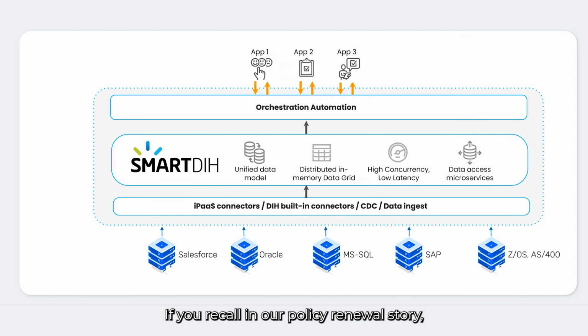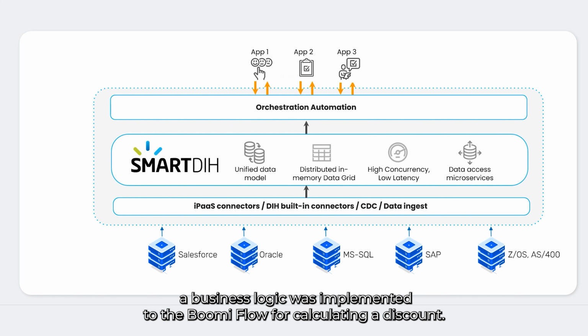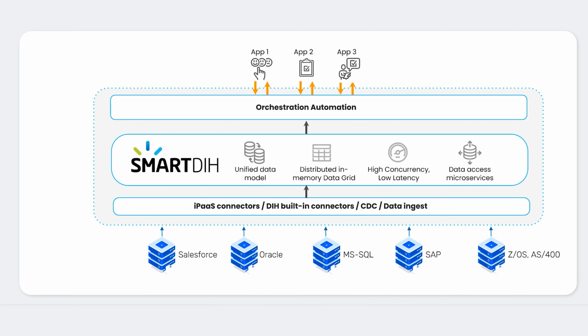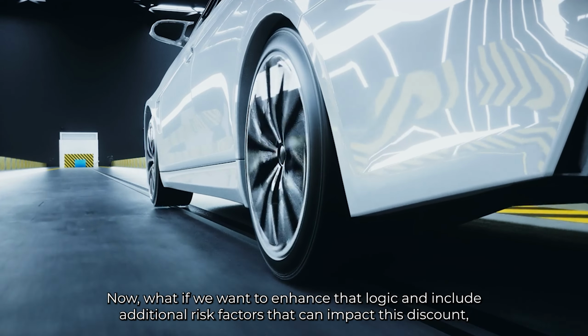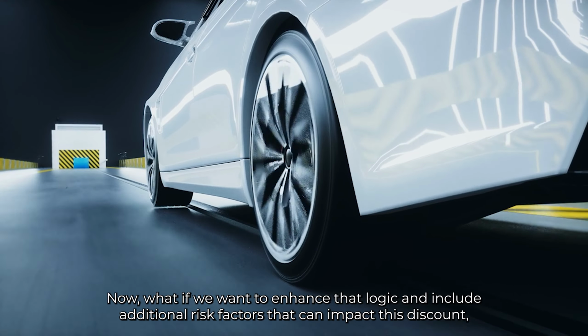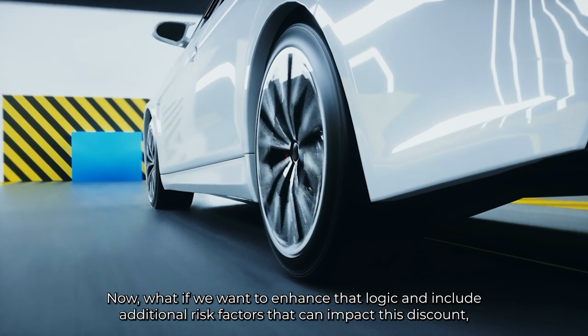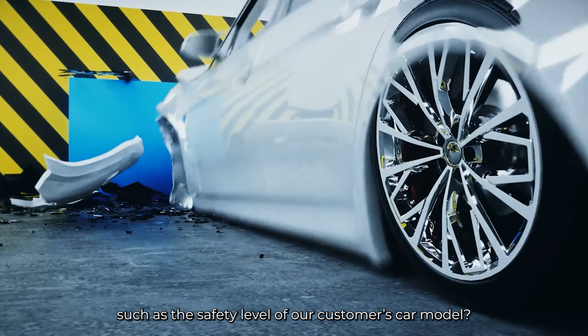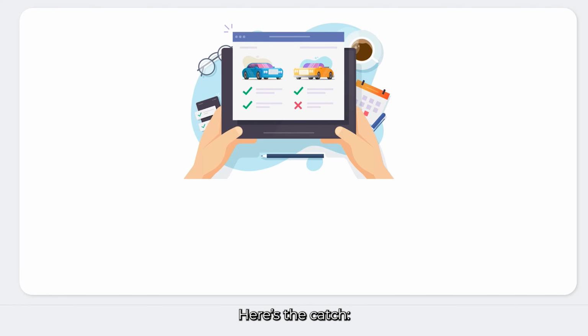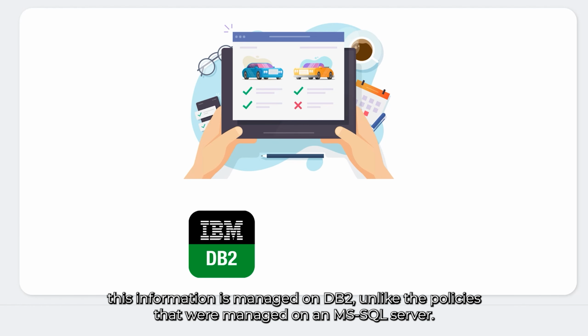If you recall, in our policy renewal story, a business logic was implemented to the Boomi flow for calculating a discount. Now what if we want to enhance that logic and include additional risk factors that can impact this discount, such as the safety level of our customer's car model? Here's the catch: this information is managed on DB2, unlike the policies that were managed on an MS SQL server.